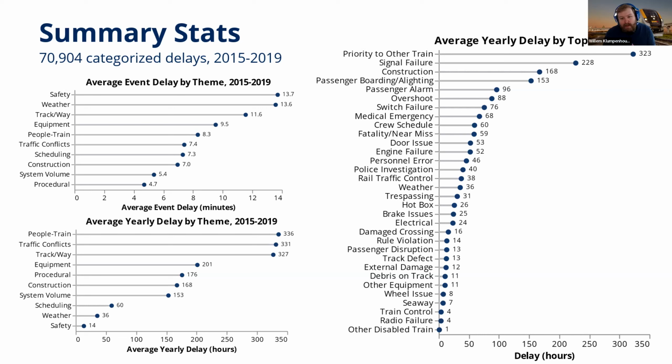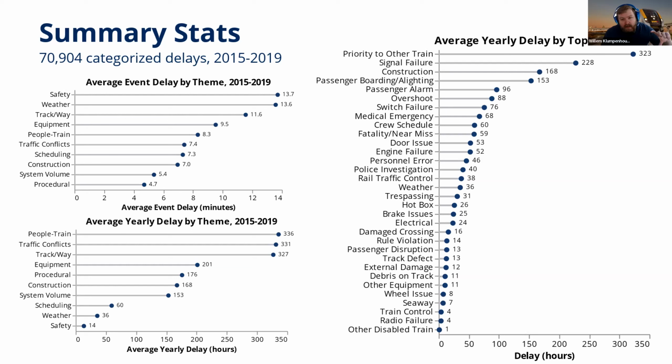And then, themes are made up of a series of topics. So on the right side of this slide, you can see the most common or the highest average yearly delay by topic on here. So on average, priority, any sort of situation in which a train was given priority over the train that was delayed. So it could be a Via Rail train, it could be a freight train, it could be another GO train, that obviously caused the most delays. And then large disruptions such as signal failures and construction also played a role.